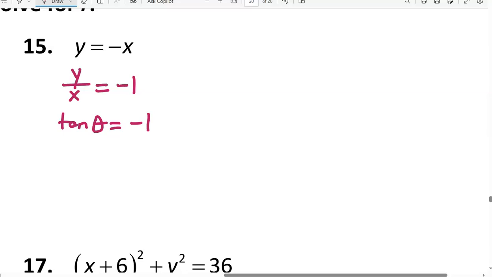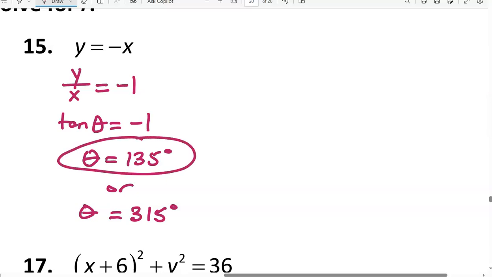Tangent of theta is equal to negative 1 has two solutions on the interval from 0 to 360. We can choose either one of those. Tangent is negative in quadrants 2 and 4, so we can choose either theta is equal to 135 degrees, or we can choose theta is equal to 315 degrees. Either one of these is fine. You don't need to state both. Pick one.